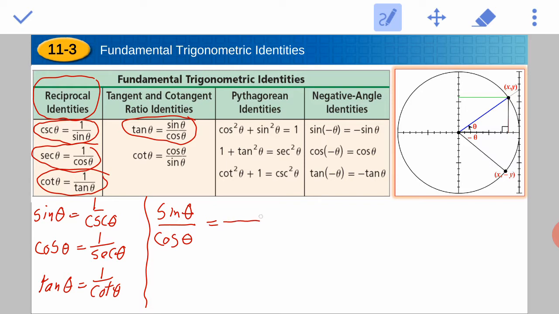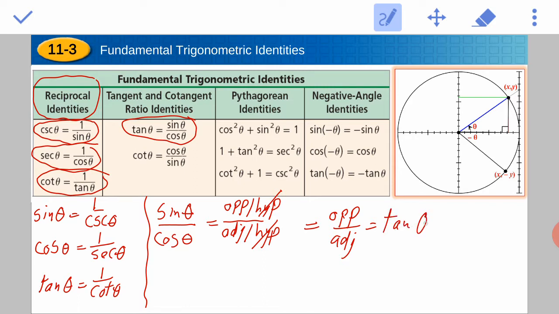The definition of the sine ratio is opposite over hypotenuse, and cosine theta is equal to adjacent over hypotenuse. If you cross out the hypotenuse from the numerator and the denominator, you will end with opposite over adjacent. This is exactly the tangent ratio, tan theta. So we started with the right hand side, sine over cosine, and proved it equal to tangent theta. This is exactly our first tangent ratio.